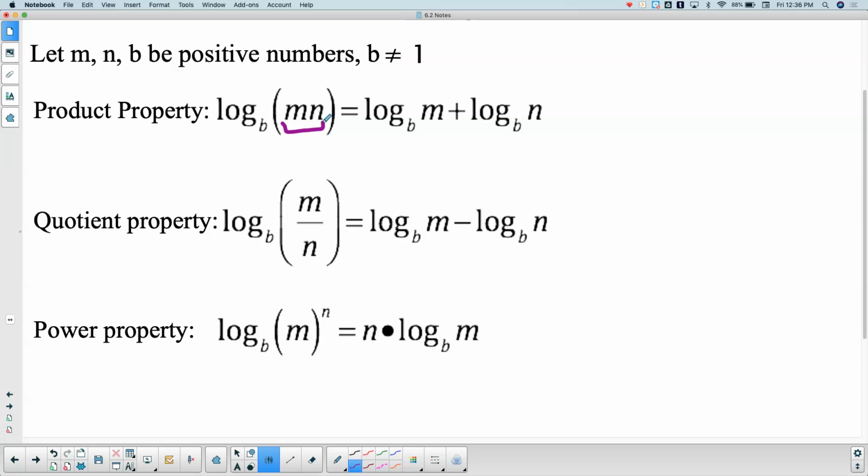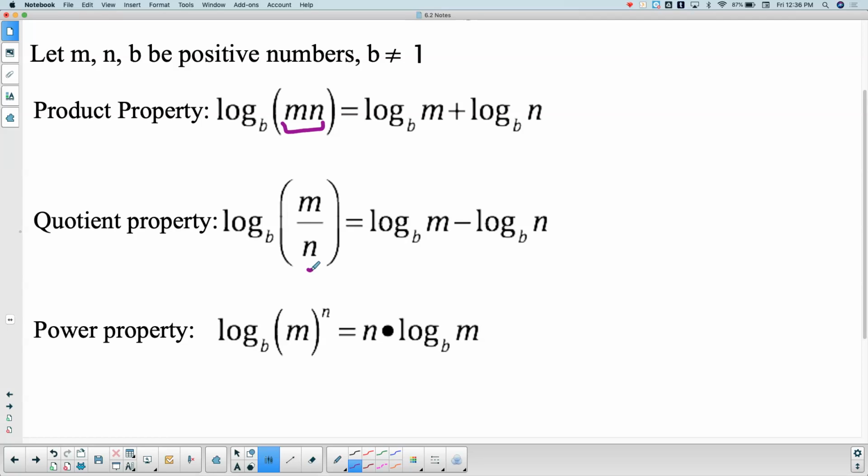Okay. The quotient property, so now we're dividing by something, and that's the opposite, or the inverse, of multiplication. So the inverse of addition is subtraction. So again, the quotient property, I can take this and break it up into log base b of m minus log base b of n.